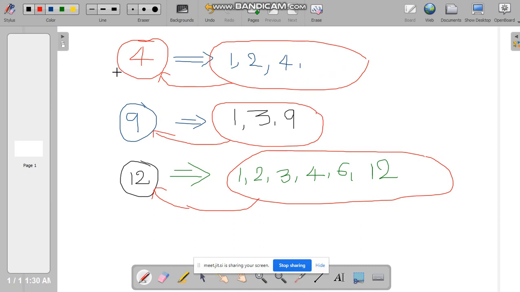Now, can anybody tell me what you understood from that? Yes, factors only. I said these are called factors of the respective numbers. But how can you give the definition? How to give the definition of a factor? That's the important thing.